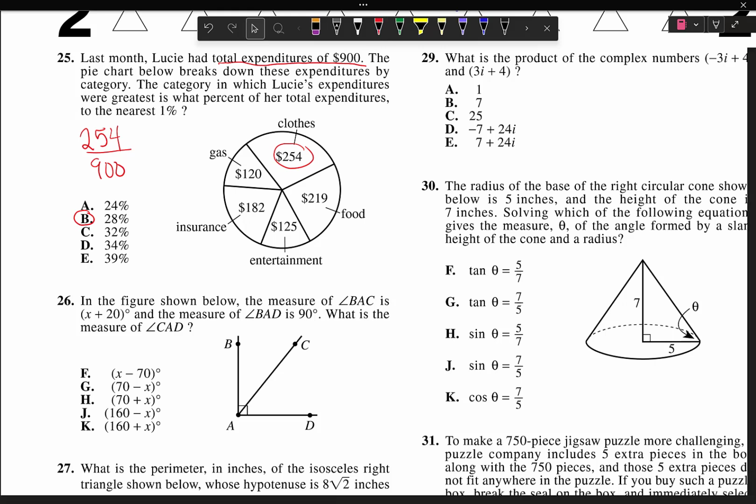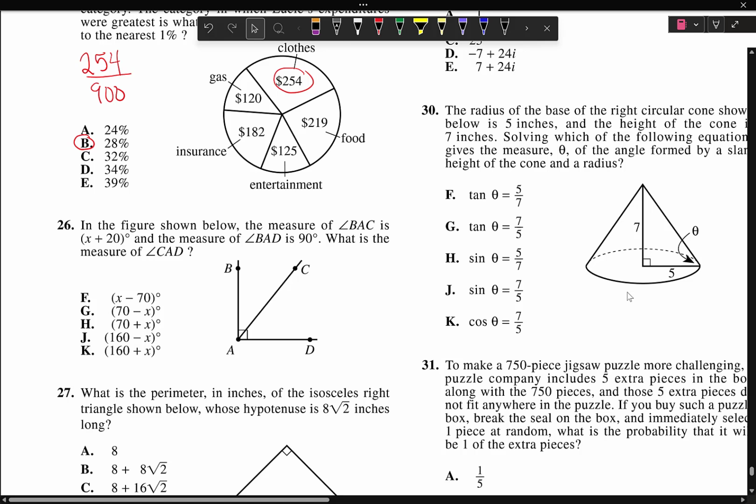And then finally 26. In the figure shown below, the measure of angle BAC is x plus 20. And the measure of BAD is 90. We can see that. That's obvious. What is the measure of angle CAD?